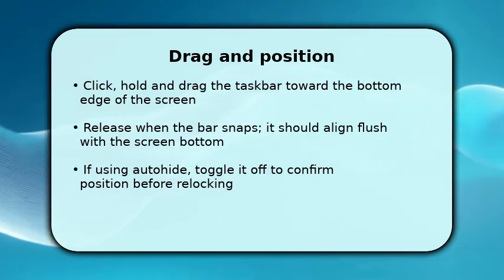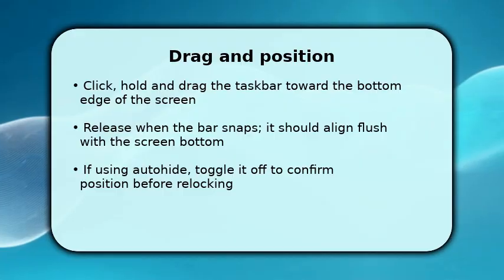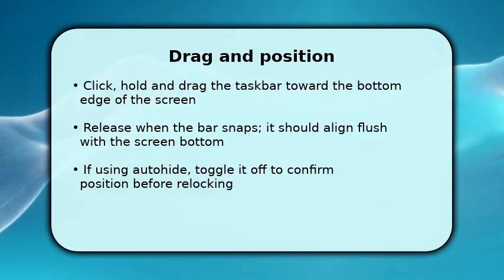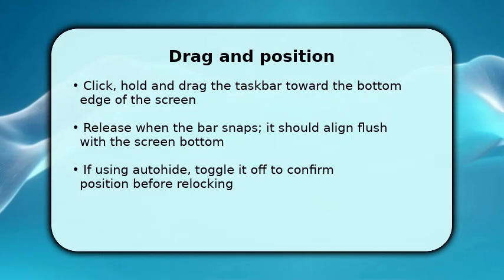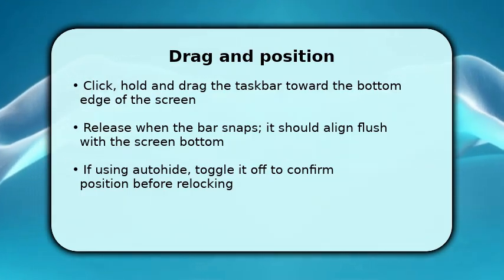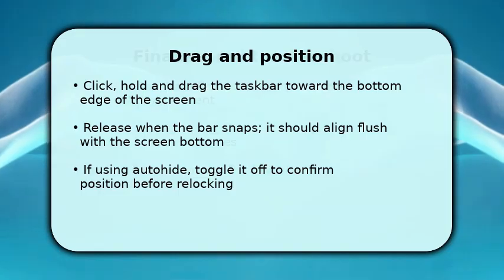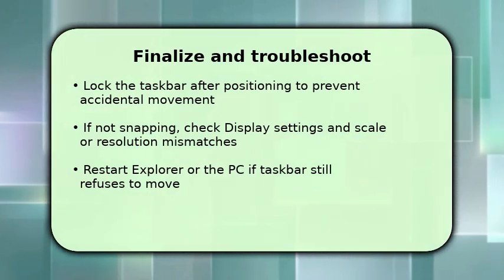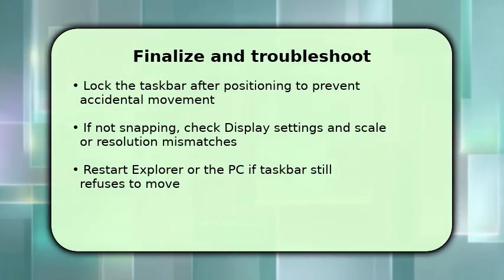Release to set it. If Auto Hide is on, toggle Auto Hide off first so you can confirm the placement visually. Once the bar is settled and looks correct, right-click and choose Lock the Taskbar to prevent accidental moves. This locks orientation and restores expected behavior. Finish by locking the taskbar so it stays put. Right-click and select Lock the Taskbar.